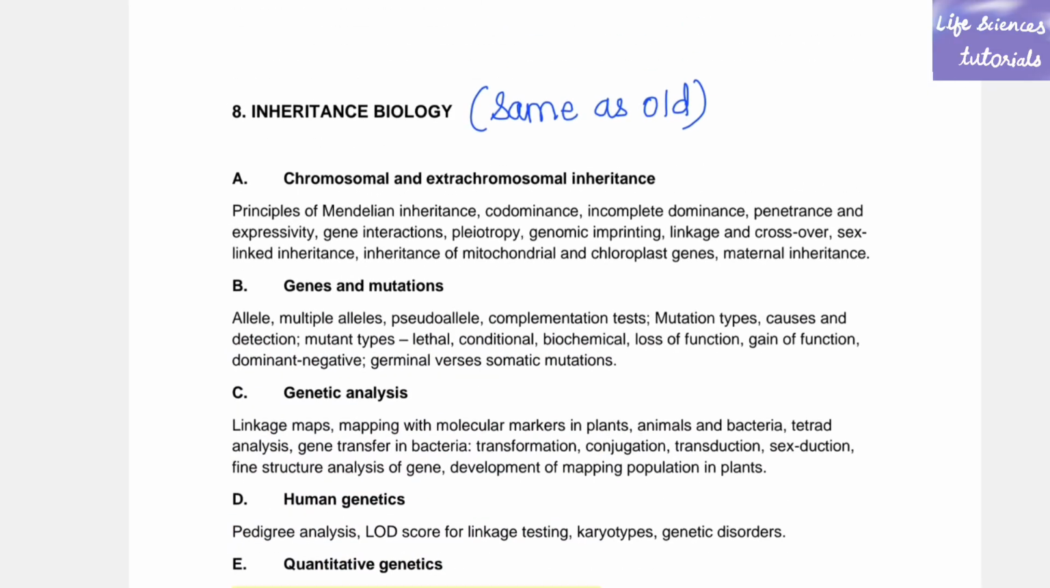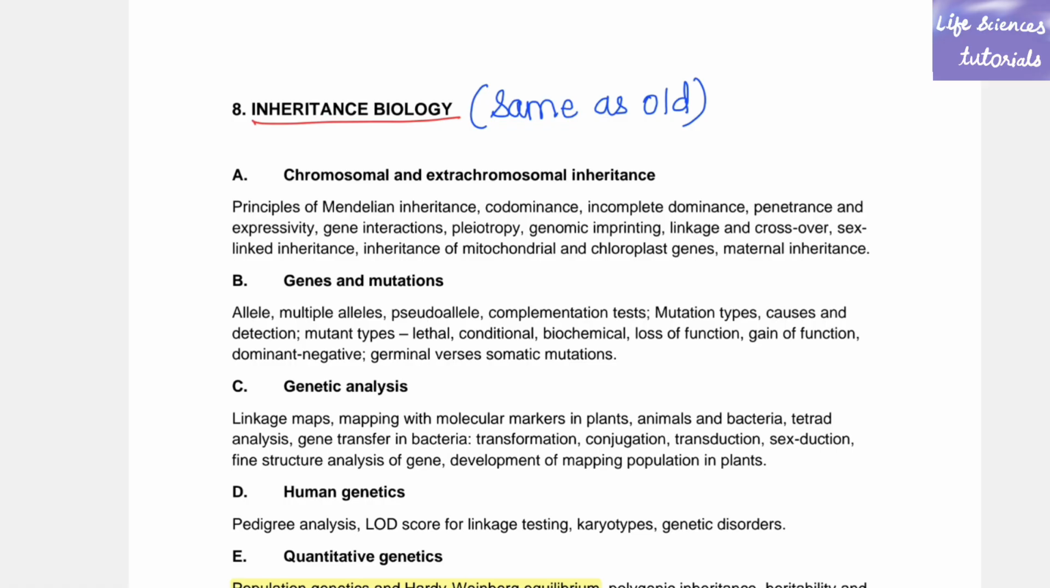Next unit is inheritance biology, that is genetics. This is also pretty much the same as the old syllabus, only rearrangement can be seen. Like there were some topics which were in a different sequence. Now it's a different sequence, but everything is the same as the old syllabus.